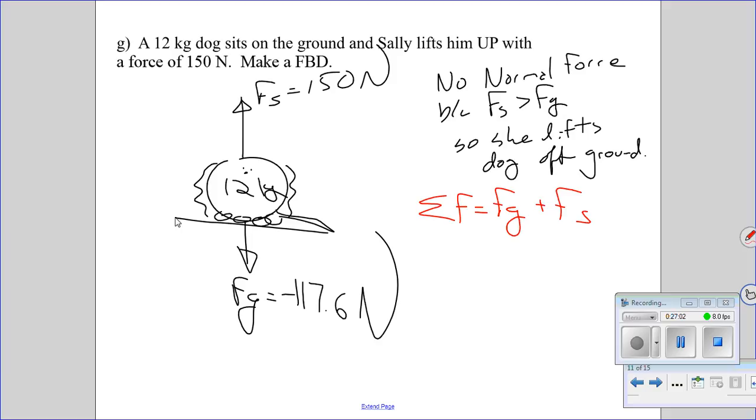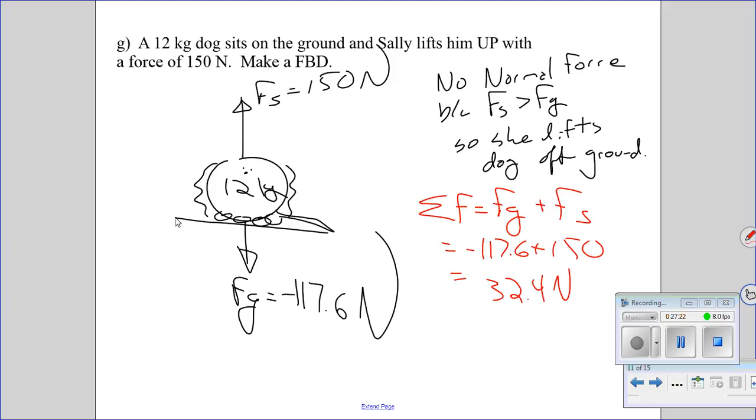There's no friction because the dog isn't sliding on anything. There's no normal force because the dog is off the ground. There's no air resistance because we always ignore air resistance. So that's it, right? So for us, it's negative 117.6 plus 150. That gives us, what, 32.4?